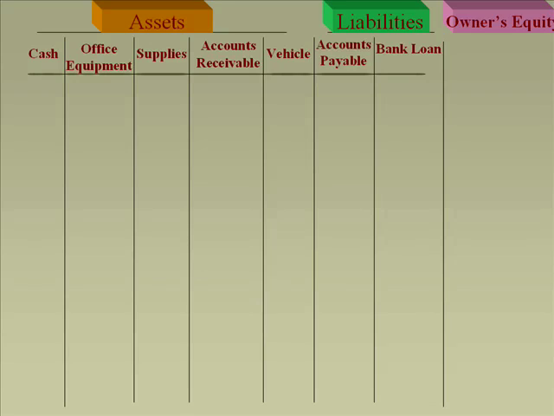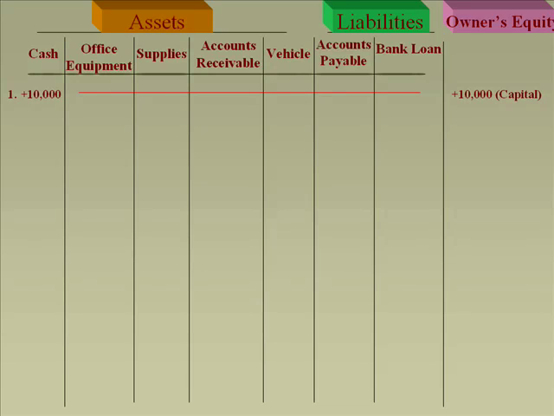Are you done? Okay, let's do it one by one. Let's check if you got it correct. The first one I already told you. Cash goes up 10,000 and capital goes up by 10,000. Capital is owner's equity. So equity goes up 10,000.